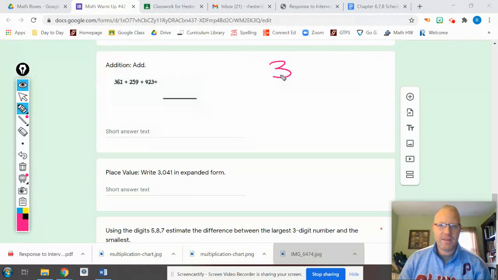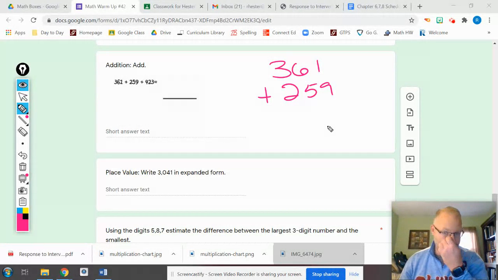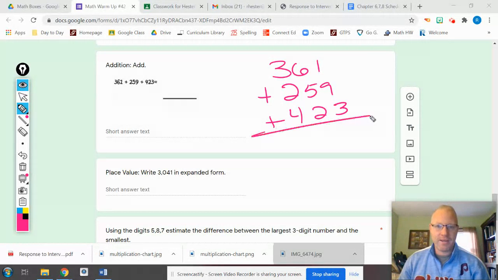Sorry. 361 plus 259. You can do it there and draw your line and then add the 423 to it at the end. Or if you feel confident with your addition facts, try going all the way and adding straight down. 1 plus 9 is 10, plus 3 is 13. And then don't forget to carry over.